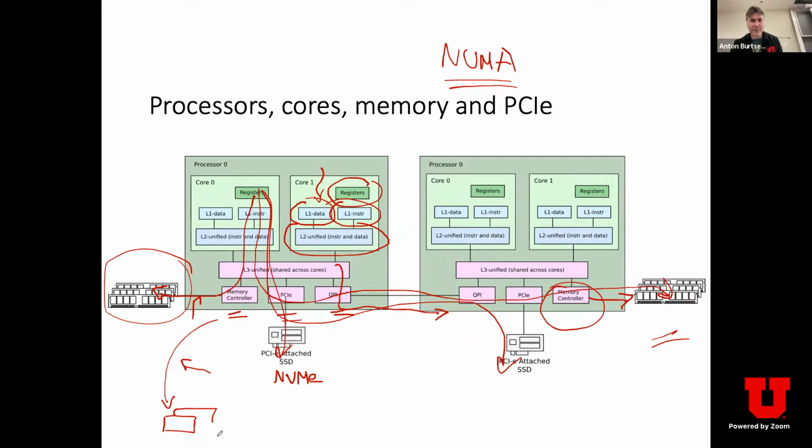Now let's see what happens. The typo should be processor 1, 0, 1. Yeah, it should be a typo. I probably just copy pasted. Sorry.